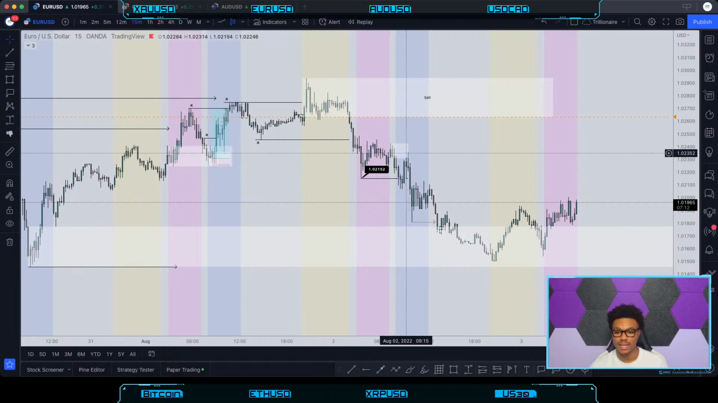Price taps back into that supply, and then all throughout New York session, we just had a nice run to the downside. And then we even take out that New York low even after session.